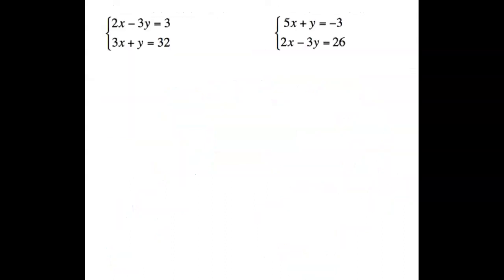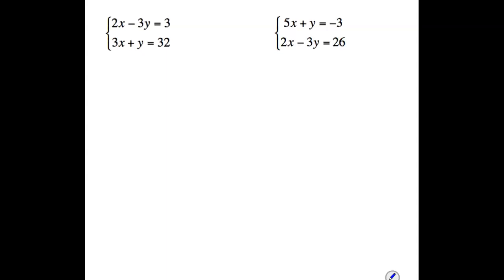All right, our last two examples here, you'll notice we don't have opposites yet. So we are going to have to use some multiplication. Sometimes we might have to multiply both equations by a number, and it doesn't have to be the same number. Sometimes we can get away with just multiplying one.